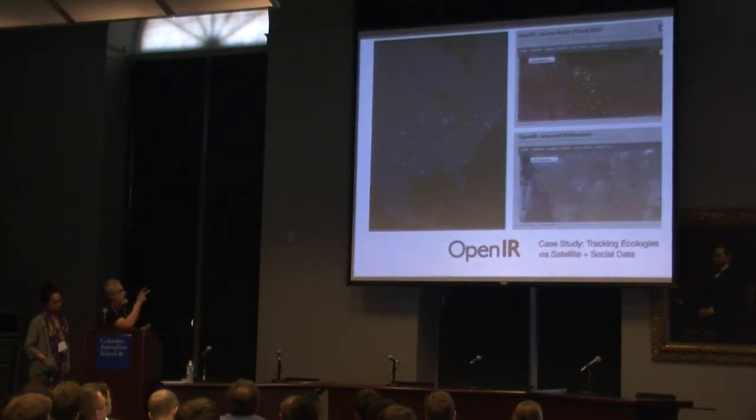The other two implementations are, the one on top, a flooding risk map based on satellite data and a simple algorithm to produce it, again combined with social media. And the one below is tracking deforestation through crowdsourcing.